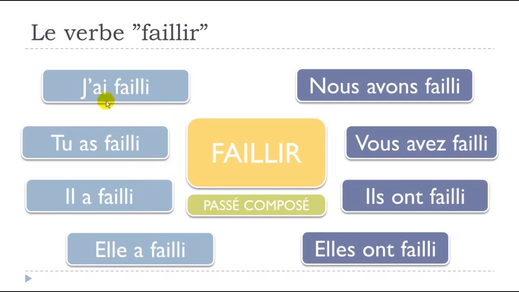Alright, so one more time. J'ai failli, okay, so you can see that you use avoir, like most of the verbs, and then the participe passé failli. Tu as failli, il a failli, elle a failli, nous avons failli, remember the little liaison here, vous avez failli, same thing, ils ont failli, elles ont failli.